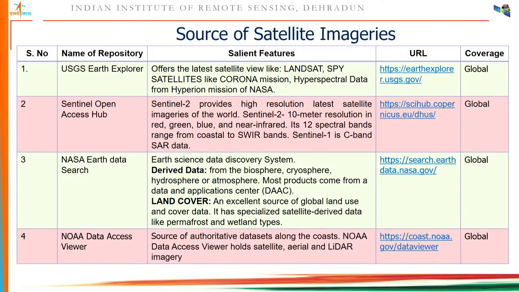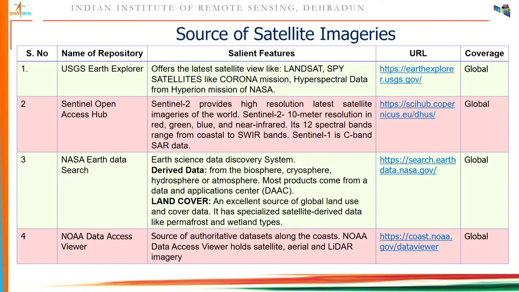Another website is called Sentinel Open Access Hub. By this time you may know that Sentinel-2 is one of the best quality satellite data that is freely available from the internet today. Every 10 days they are providing new data of any region, so the temporal resolution is very good. Every 10 days you can get around 10 meter spatial resolution data free of cost from this data repository, and it provides high resolution satellite imagery of the entire world.